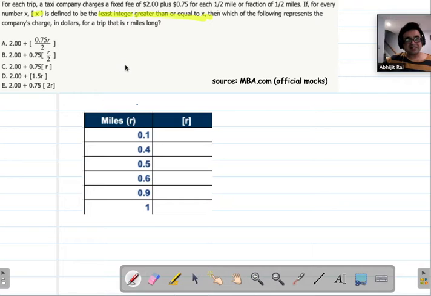Let's look at what the least integer function is. This is how the least integer function is denoted, square bracket with X inside them.